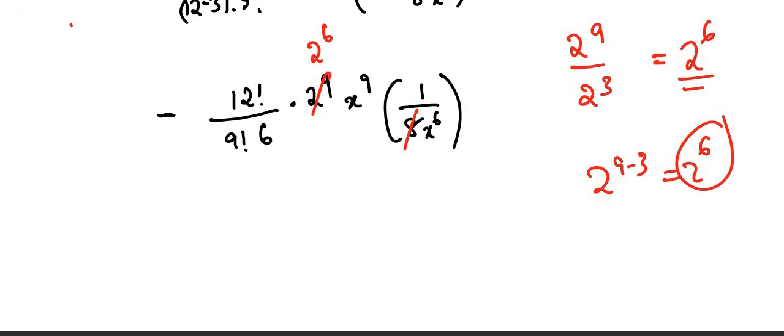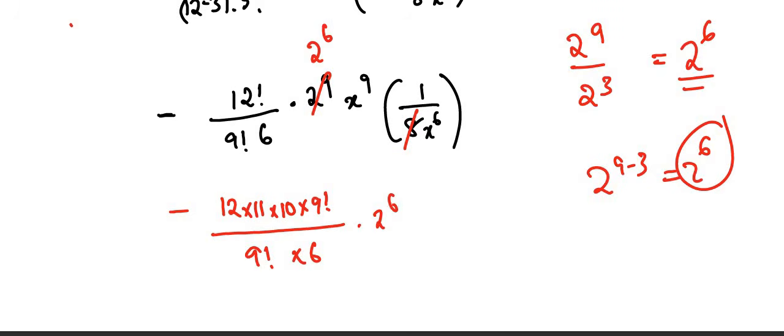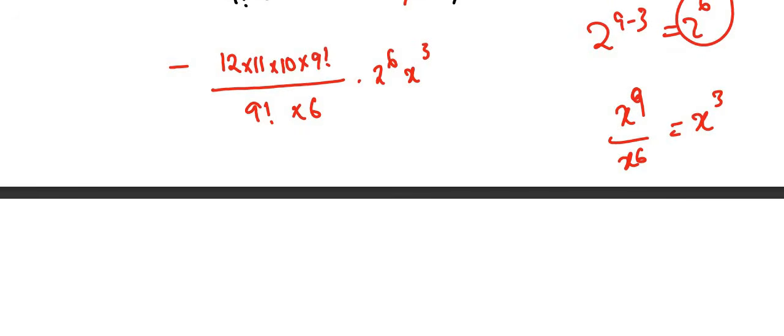Then you know to say 12 factorial is the same as 12 times 11 times 10, then times 9 factorial. So that the 9 factorial can go. This is 2 to the power 6. For the x's, we have x to the power 9 over x to the power 6. So this can subtract to give us a 3. So we have x to the power 3. The 9 factorial can cancel. So this is going to be 12 times 11, then times 10, then times 2 to the power 6. Then divide it by 6.